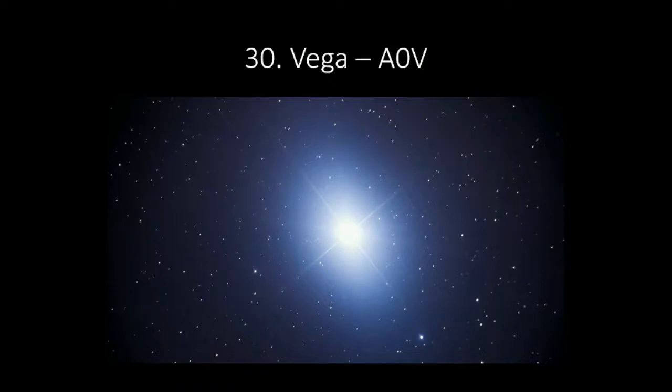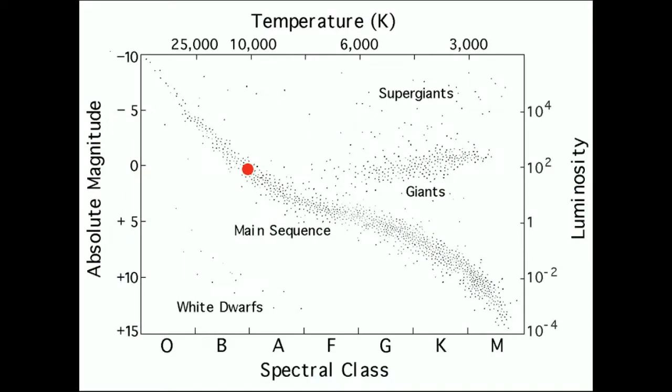Okay, make sure you have it labeled as number 30. A0V, so this one, again, A0 on the very left side of the A column and in the main sequence. One thing that's interesting, so remember how I said the sun should line up perfectly with 1 luminosity? Vega should line up perfectly with 0 magnitude. For some reason, Vega was chosen as the star to have a magnitude of 0.